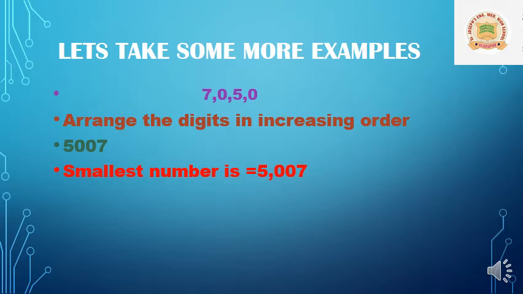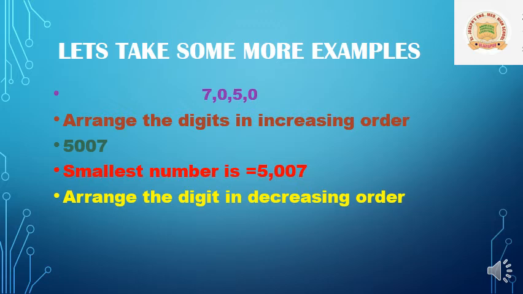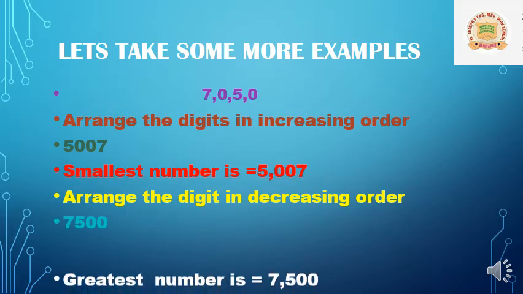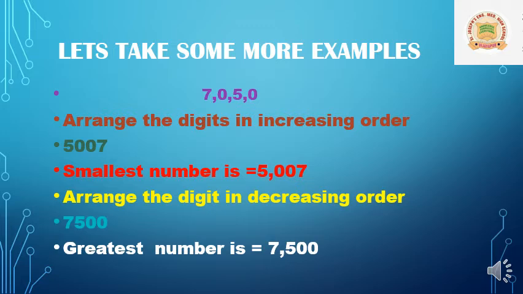Read with me, 5007. Now arrange the digits in the decreasing order for the greatest number. When we arrange, we will get 7500. So the greatest number is 7500.